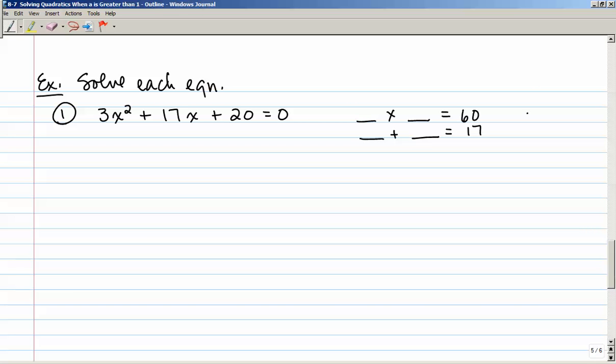So unfortunately, there are a lot of factor pairs of 60, so I'm going to start listing some of them. And the way I do this is I just start counting. Does 1 go in? 2? Does 3 go in? Does 4?